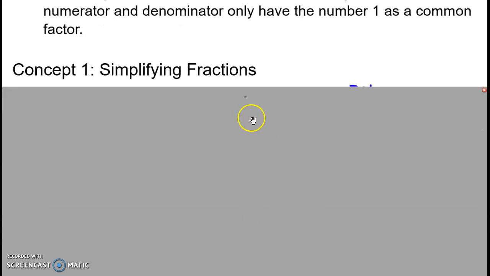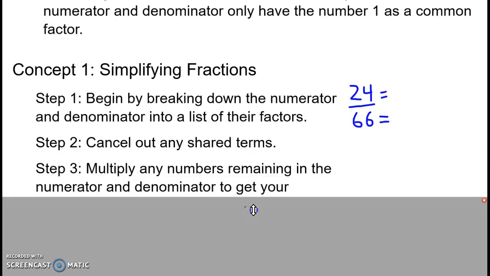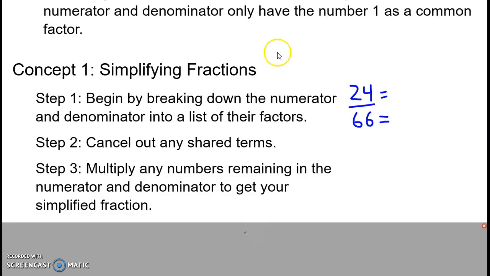Okay, concept 1, we're going to be talking about simplifying fractions. There's 3 main steps to simplifying fractions. The first one is to break down both the numerator and the denominator into a list of their factors. And to do this, I usually start off by trying to pull out the smallest numbers I can. So if it's an even number, like 24, then I know it's divisible by 2. 24 divided by 2, I can pull a 2 out, and then what's left over is 12.